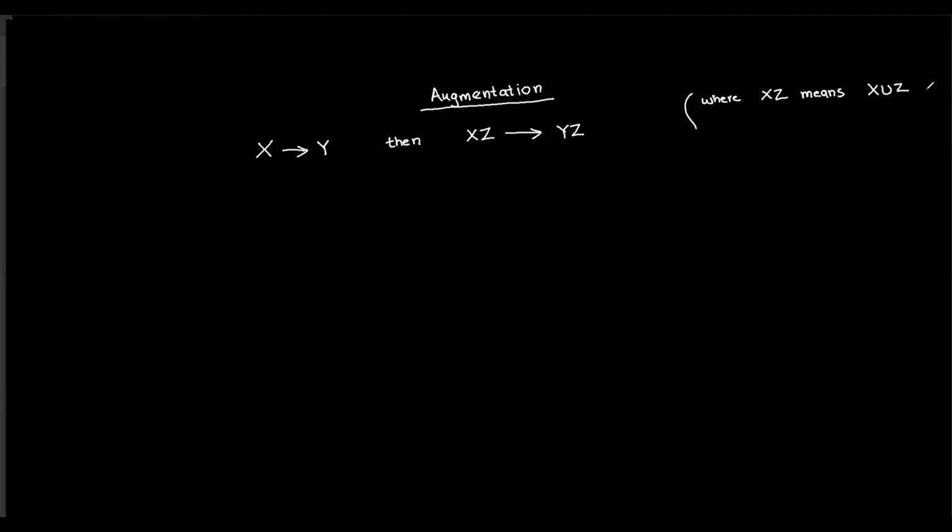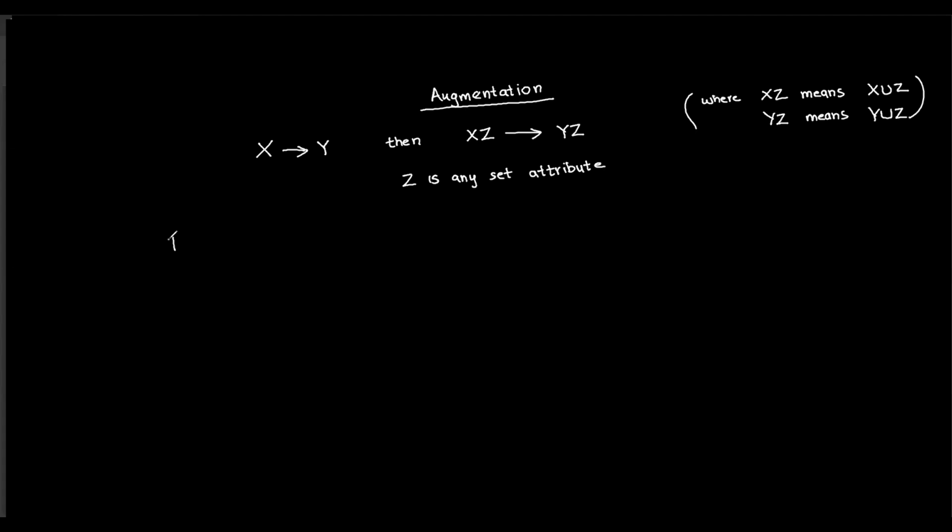You don't have to mention this. I'm just telling you again. I have included this in the last video also. If you have doubts, please refer to that and then come back here. yz means y union z. Here z is any set of attributes. Any set. It can even have x inside it. Doesn't matter. It can be used again.